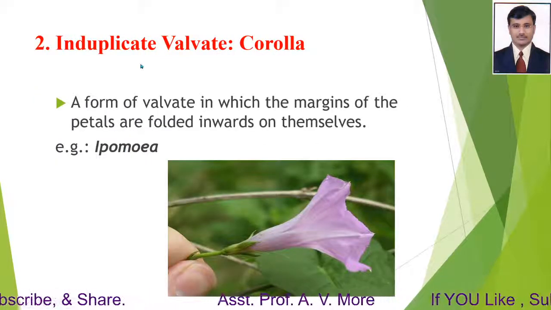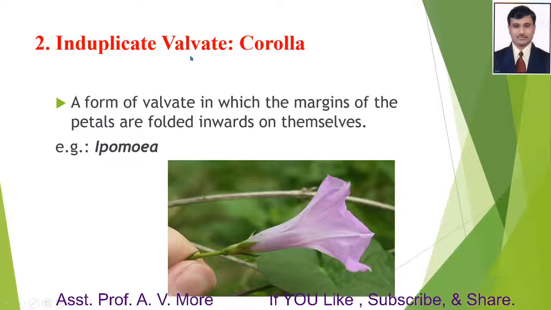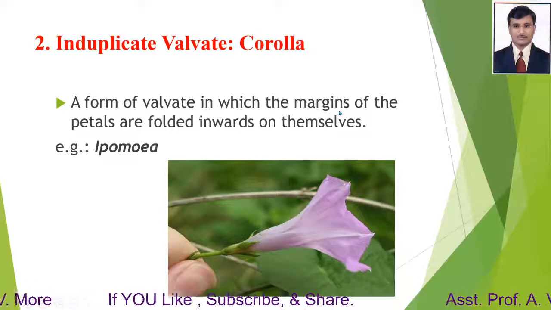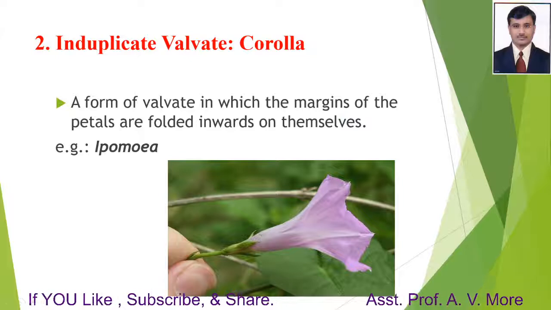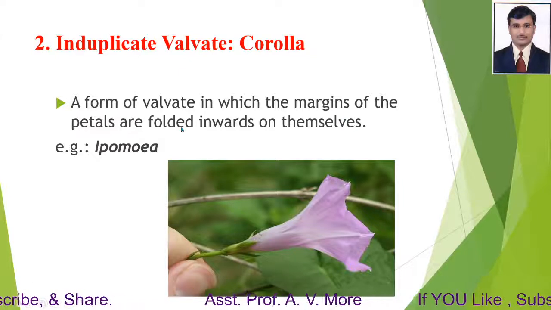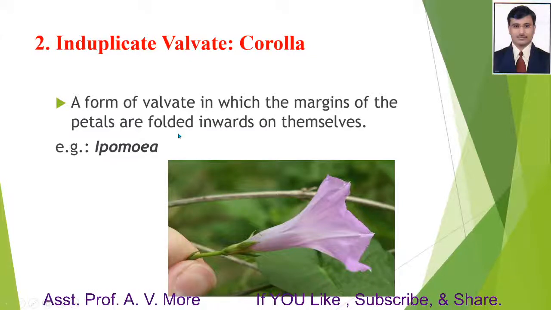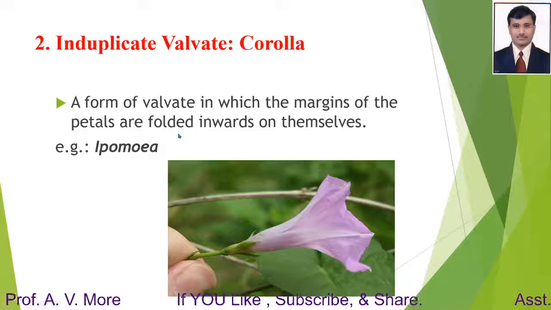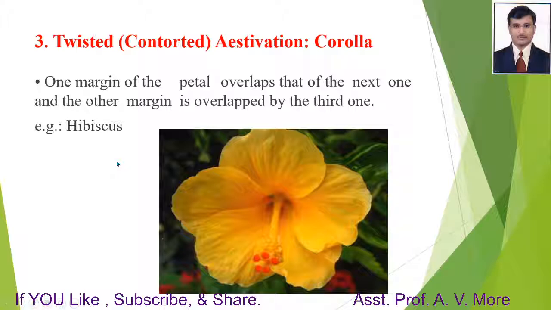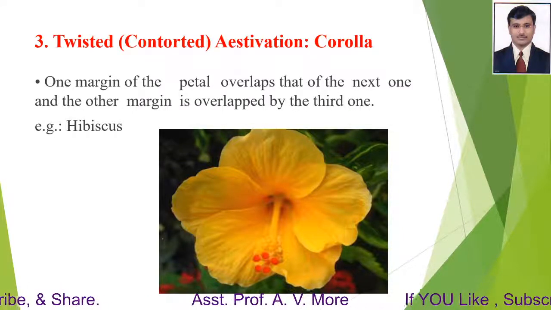Second one, induplicate valvate aestivation. Friends, in that aestivation, it is a form of valvate in which the margins of the petals are folded inward on themselves. Petals are folded. This type of condition is called induplicate valvate aestivation. Example, Hibiscus. Next type, twisted aestivation.